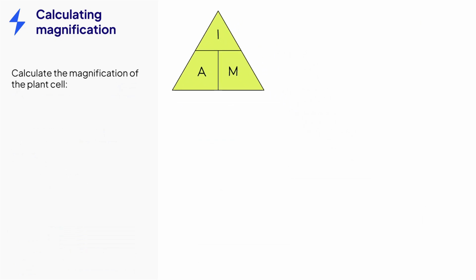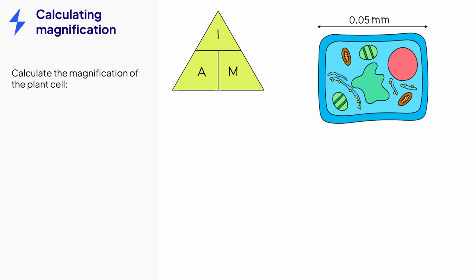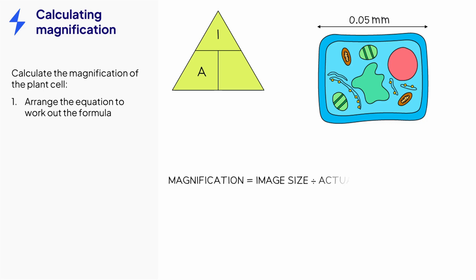Let's have a go at applying this formula to work out the magnification of a plant cell. First, we need to arrange the formula to allow us to calculate magnification. We remove M for magnification from the triangle, and the remaining letters show us that we need to divide I by A. Our equation is therefore image size divided by actual size.